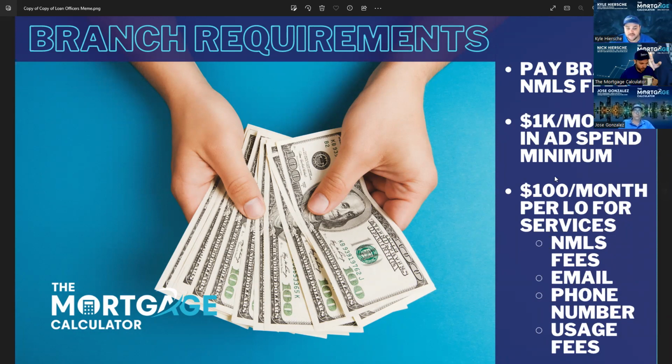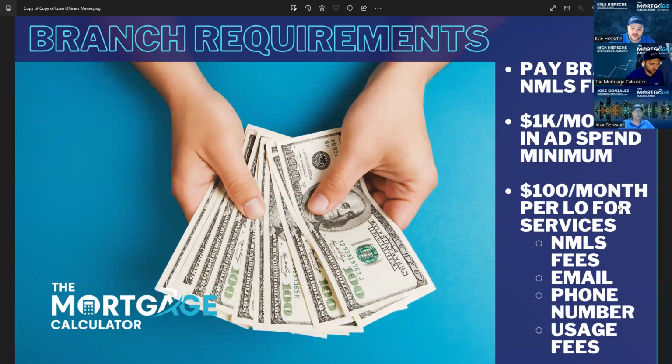Now, we have a lot of loan officers that are spending $1,000 a month on ads for themselves, right? So $1,000 for the branch is very minimal. You're probably going to end up spending much, much more as time goes on. And again, you're going to see that that's where the bulk of your revenue comes from, when they're actually closing those leads. The other requirement here is $100 a month per LO for their services.